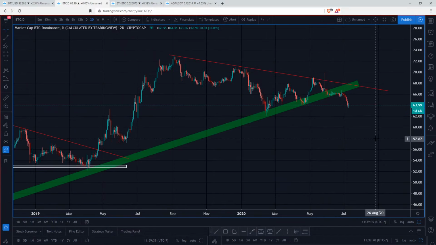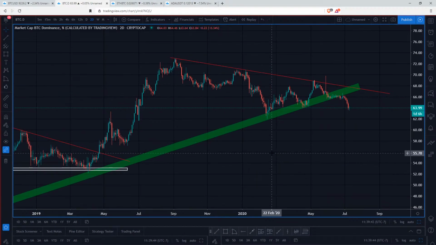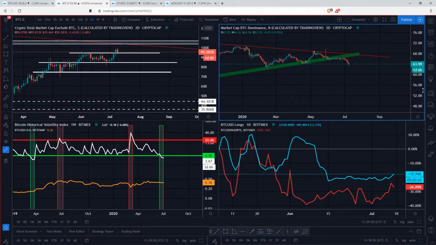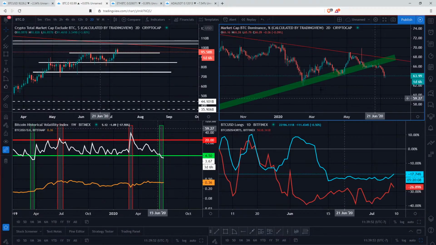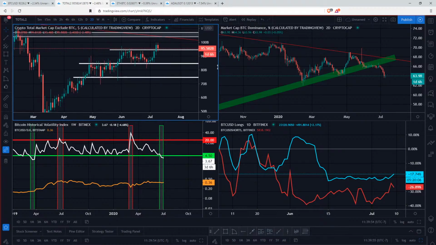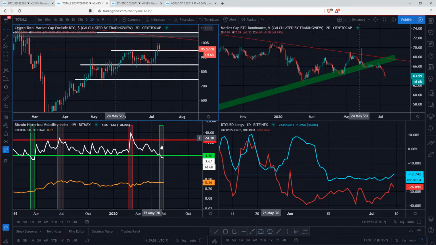So alt season is definitely still present, and I'm still going to be looking at the altcoins for continuation patterns to the upside, but we will not be looking in depth at those because that's just for the Performante Premium students. So that's basically the crypto market in terms of the other indicators that we're looking at.